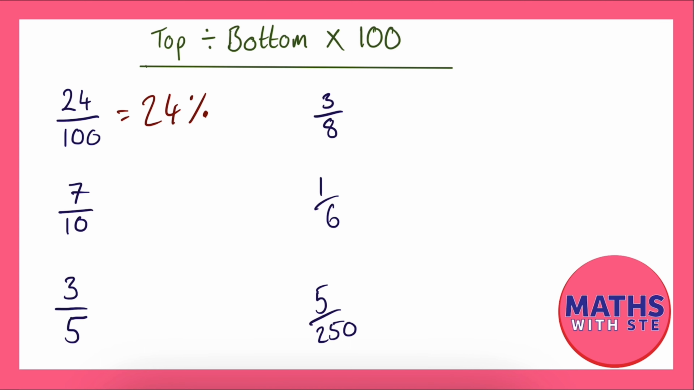Okay, now you can see with this one here, the next one, 7 over 10. Again, it's a really easy one, okay? You don't need to do those. If it's out of 10, all you need to do, you can put a 0 there and a 0 there, and you can see it's 70 out of 100, which is, of course, 70%.